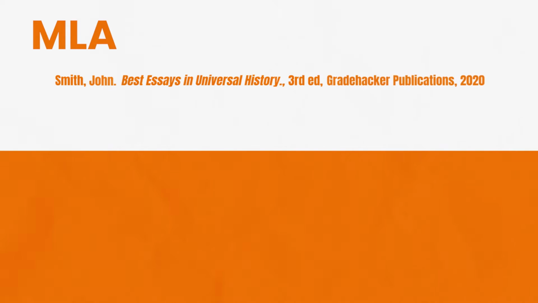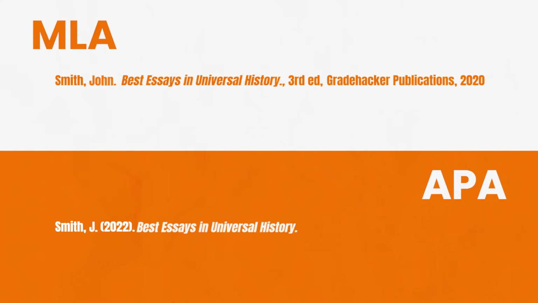First, we'll see the actual citation that goes into your reference list. The information is pretty much the same, but what you need to keep in mind is the order in which you write them. For MLA, the order is author's last name, author's first name, source name in italics, edition number, publisher, and publication year. While for APA, the order is author's last name, author's initials, publication year, source title in italics, edition number, and publisher.